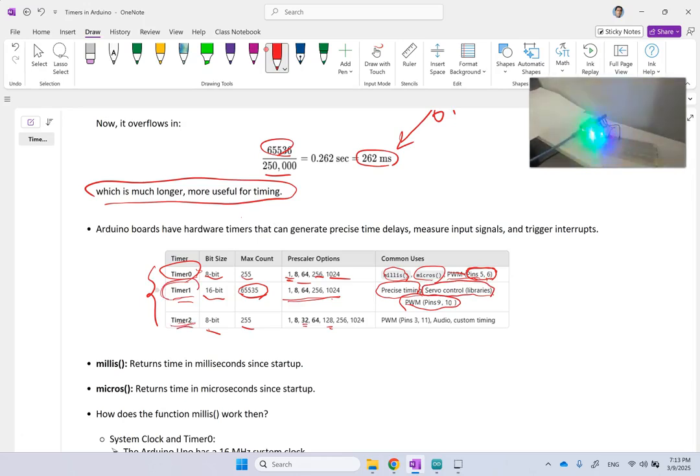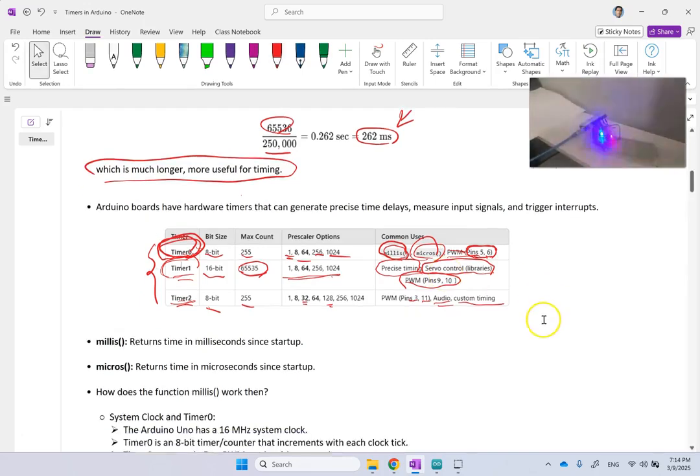And timer number 2 goes to pins 3 and 11, and you can use it for custom timing and for audio processing, working with audio signals. Okay, so the most powerful one, I would say, is timer 1. Timer 0 is like your default, and timer 2 is an extra one that you have, so you have 3 separate ones. When you work with timer 0, you have to be a little bit careful since it's the default and it's used in millis and micros. If you use it in 2 different ways, they will kind of overwrite each other and have conflict with each other. So I'll talk about that.